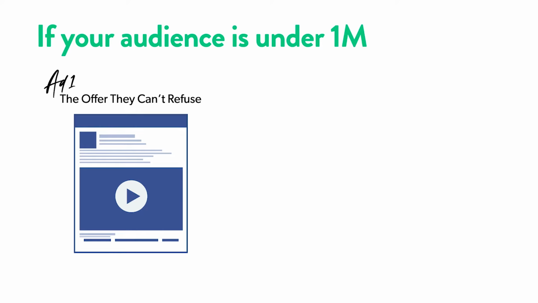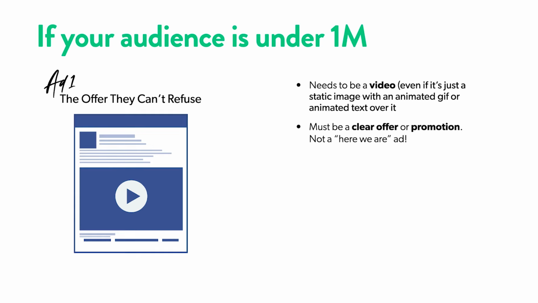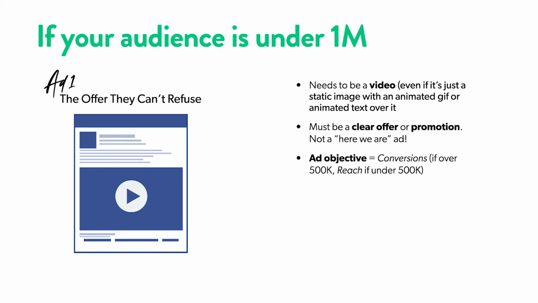This ad, the offer they can't refuse, needs to be a video, even if it's just a static image with some kind of an animated GIF or animated text over it. But the file format needs to be a video. Must be a clear offer or promotion. Again, not just a here we are style brand awareness ad. That doesn't work. The ad objective here is conversions, and that's assuming our audience is over about 500,000.